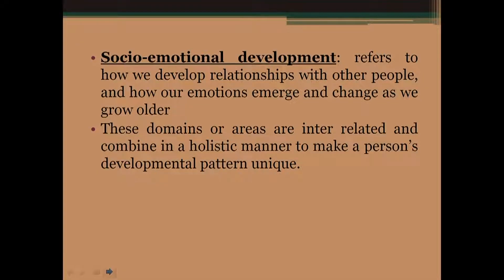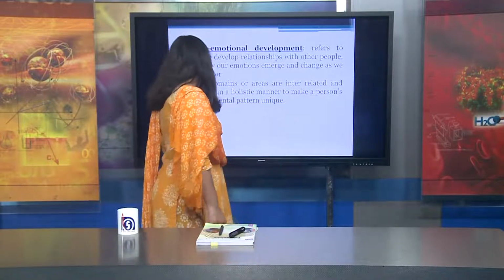When you know how you are feeling, and if you are feeling good, you share it with others, and if you are feeling aggressive, you try to deal with the aggression in a positive manner. Rather than damaging something, maybe you try to do some other activity. Maybe you try to run so that this energy of aggression is put into the racing. Next, it says that these domains or areas are interrelated. So social and emotional development are interrelated, and all the other aspects of development are also interrelated. We have discussed that earlier also. And they combine in a holistic manner to make a person's developmental pattern unique. Each and every one of us has certain experiences which are unique to us and make us a unique individual.